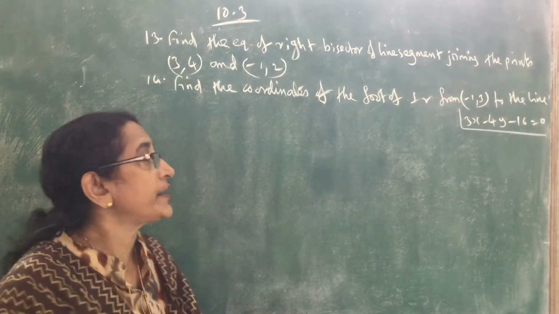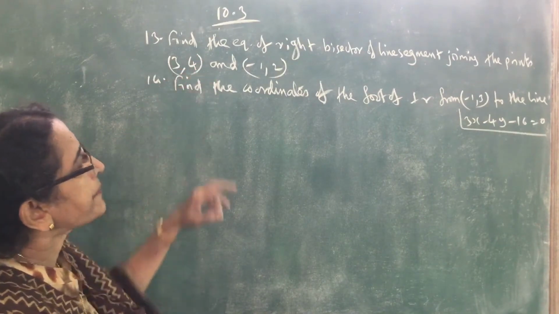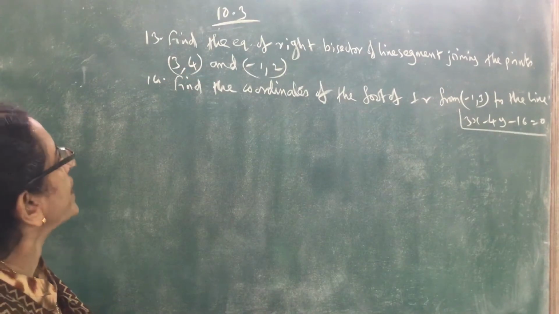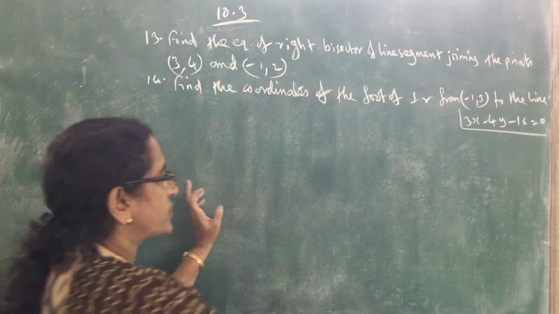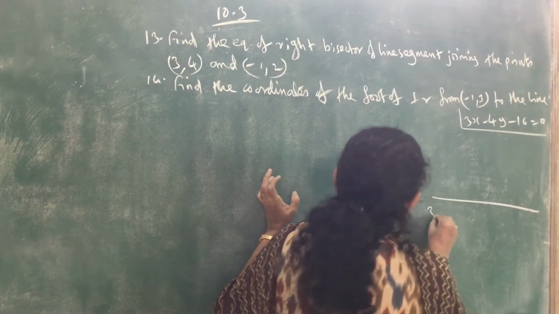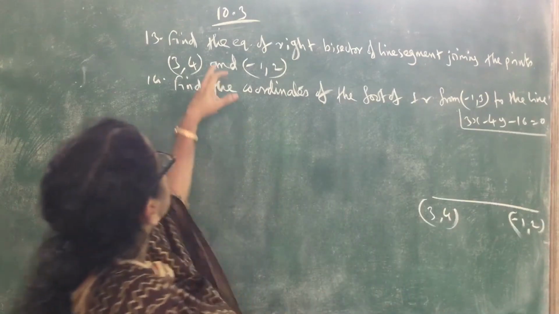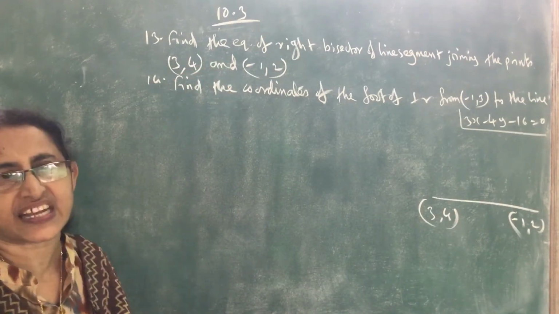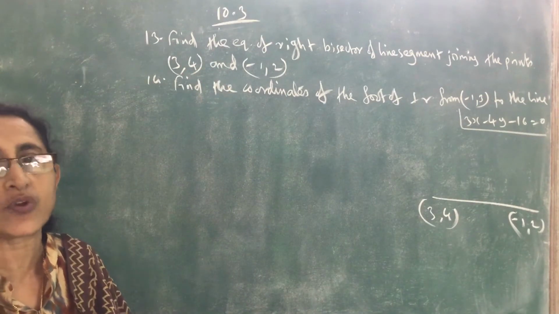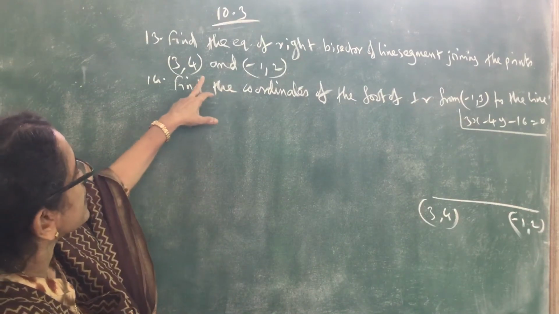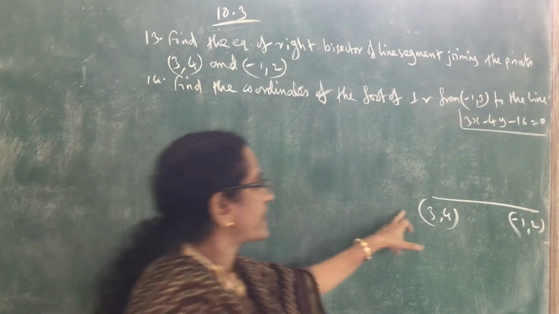Now the 13th one. Find the equation of the right bisector of the line segment joining the points (3, 4) and (-1, 2). These are two points on the line. So we find the equation of the right bisector. Right bisector means the perpendicular bisector of the line segment joining the points (3, 4) and (-1, 2).